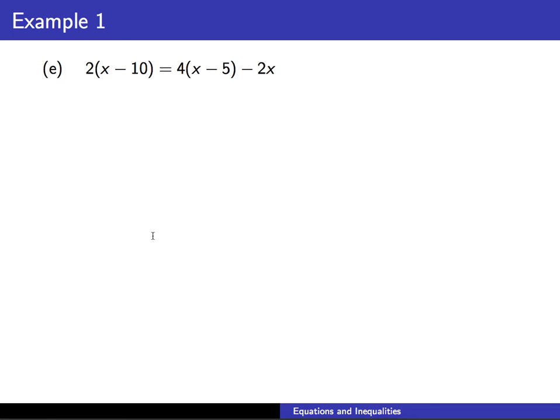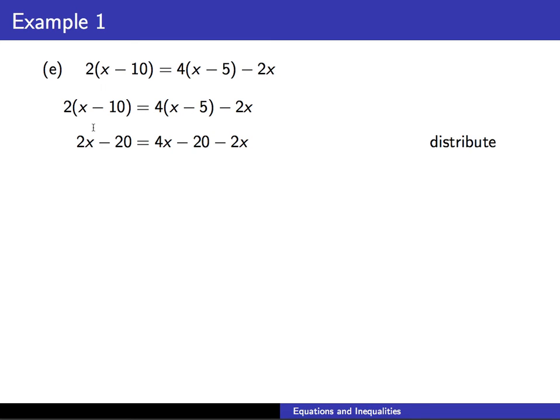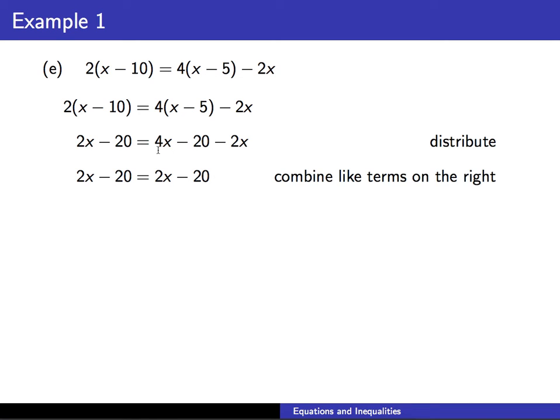All right, part E. We have 2 times the expression x minus 10 equals 4 times the expression x minus 5, and then minus 2x. So a little bit of distribution we're going to have to do first. If we distribute, we get 2x minus 20 on the left, and on the right we get 4x minus 20, and then bring down the negative 2x. So we can combine like terms on the right-hand side. 4x minus 20 minus 2x is 2x minus 20. And if we subtract 2x from both sides, we get negative 20 equals negative 20.